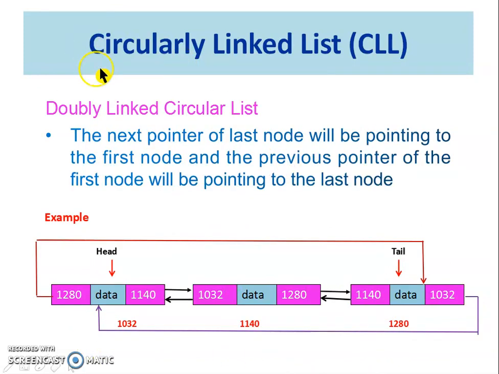What is doubly linked circular list? It is similar to doubly linked list except that the next pointer of last node is made to point to the first node and the previous pointer of the first node is made to point to the last node. In the example shown, you can observe that the next pointer of the tail node is made to point to the head node and the previous pointer of the head node is made to point to the tail node, thus making it a circular list.